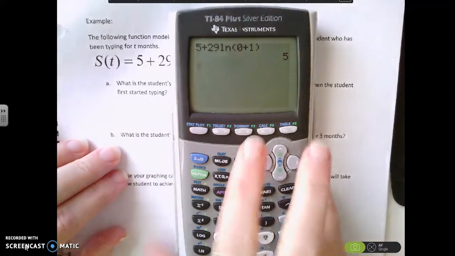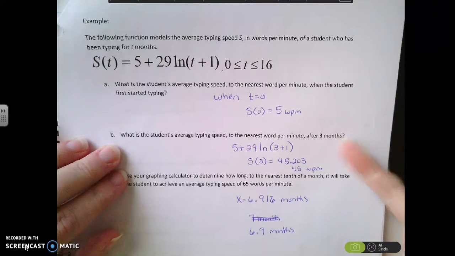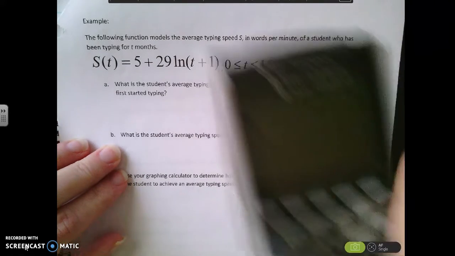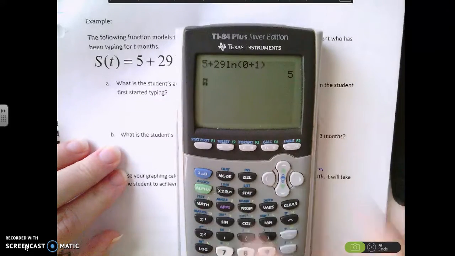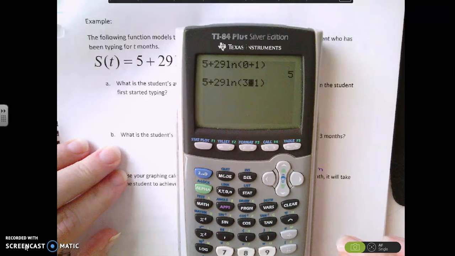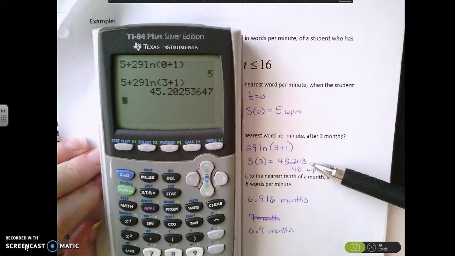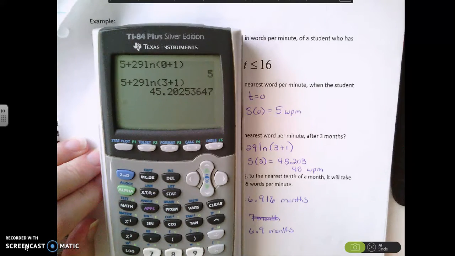Okay, so then it says, what's their average typing speed after 3 months? So now I'm going to substitute 3 into the problem. So I'm going to go back to this problem, and I'm going to change this 0 to a 3. So again, I used my LN button on my calculator to get that, and I get 45 words per minute. So now, after 3 months of practicing and typing, I'm going to end up with 45 words per minute.